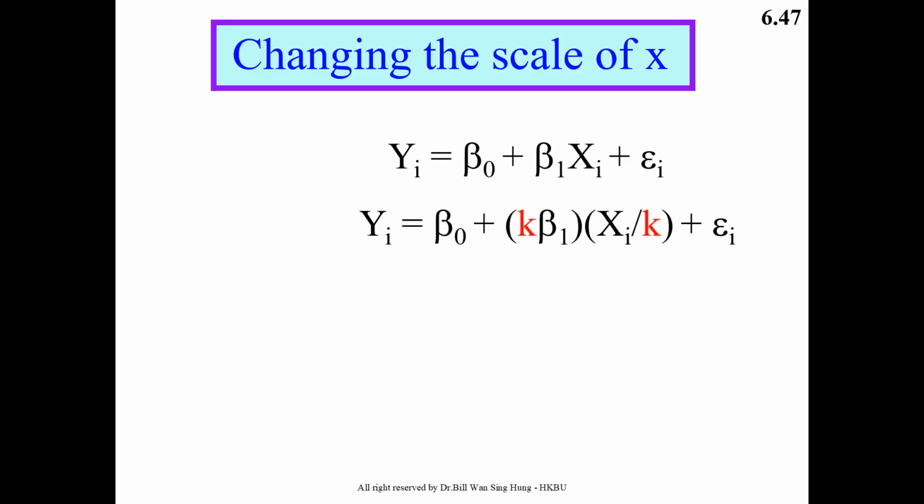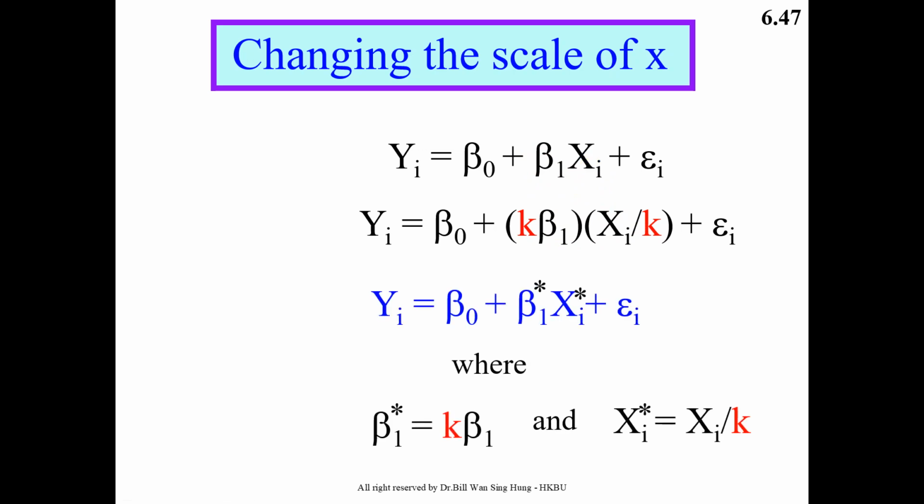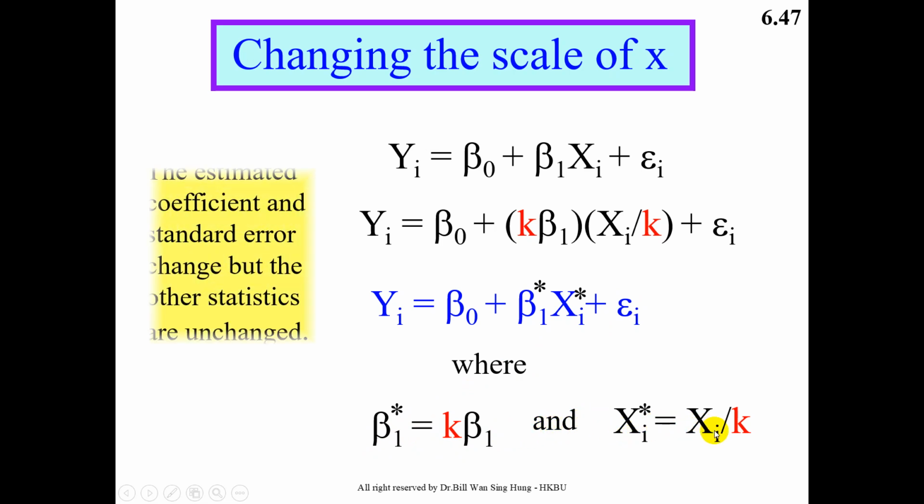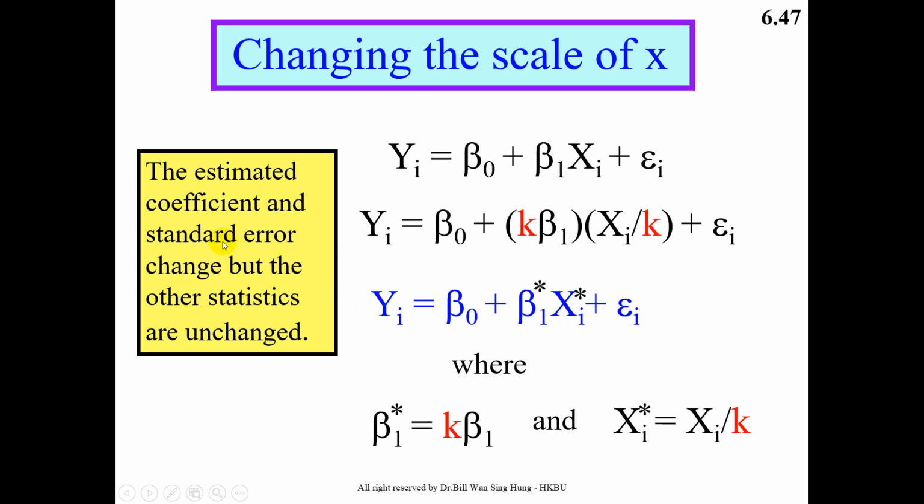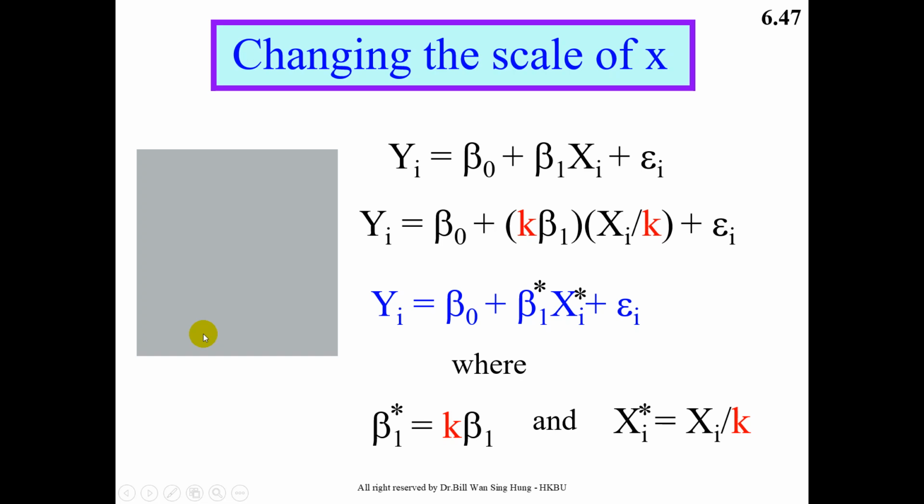And here we only change the scale of x, with the scale of y remaining the same. So we just divide this by k. We multiply beta 1 by k, and we divide xi by k. So here yi is equal to beta naught plus beta 1 star xi star plus epsilon i, where beta 1 star is equal to k beta 1 and xi star is equal to xi divided by k. The estimated coefficient and standard error will change, but the other statistics will remain unchanged.